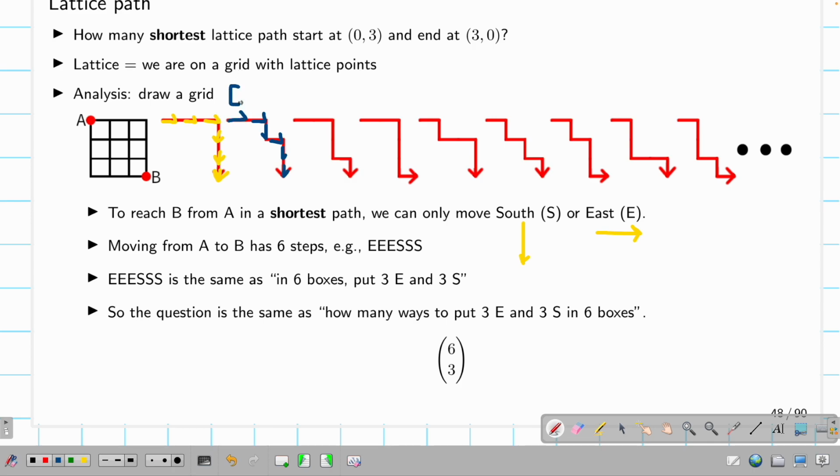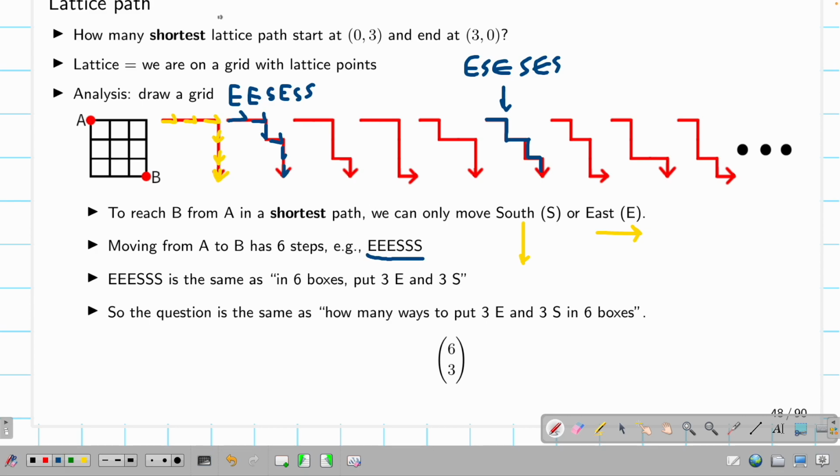So this means I have E, and then I have E. The third one is an S, and then the last three are ESS. So for the second one, it is EES, ESS. Okay. Let's say, what about this one? It will be ES, ES, ES. So for this one, it will be ES, ES, ES, and so on. Then the question is, how many possible such sequences are there?